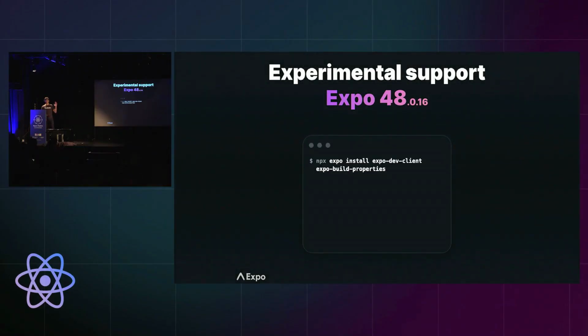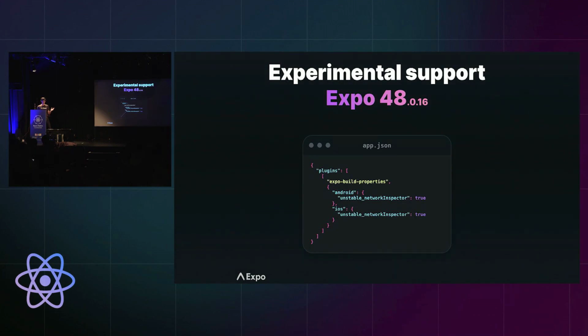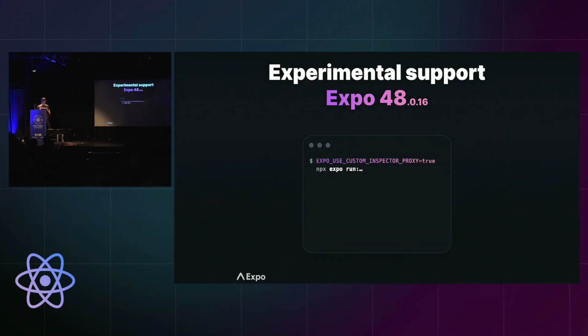For this, you will need the Expo dev client right now, and make sure you're using Expo 48.0.16 or higher. I think we're at 18 right now. Then you have to configure your app.json build properties with the unstable network inspector, and then build your app. Once you do that, you have to start the bundler with the Expo use custom inspector proxy environment variable. This will enable some CLI stuff that will allow you to inspect the network requests.